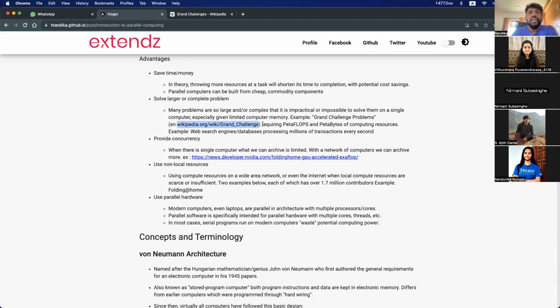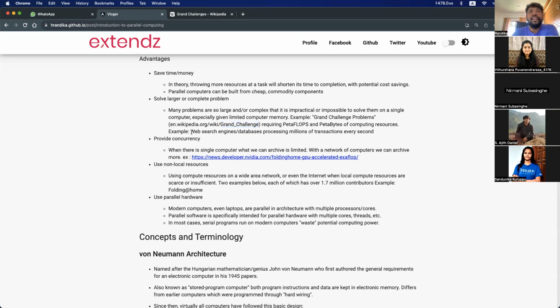Okay, so remember these kinds of examples. These kinds of computers take a lot of resources, petaflops, petabytes of computing resources in order to work. Okay, and the higher the complexity, the higher the computation power required, and the longer the time it takes, and we can reduce that time by using parallel computers.